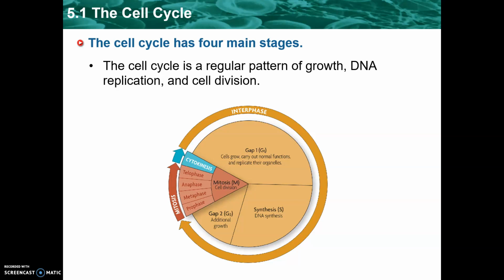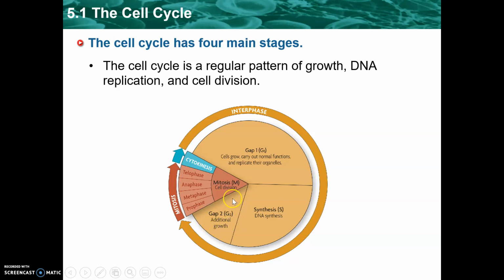So let's begin by talking about the four main stages of the cell cycle. Three of these stages are going to be a part of what we call interphase here. So interphase contains the gap 1 stage. That's going to be mostly just growth and normal functioning of a cell. We have the synthesis stage. Synthesis refers to making the DNA. This is when DNA replication occurs. And then we have another stage of additional growth and preparation for division.